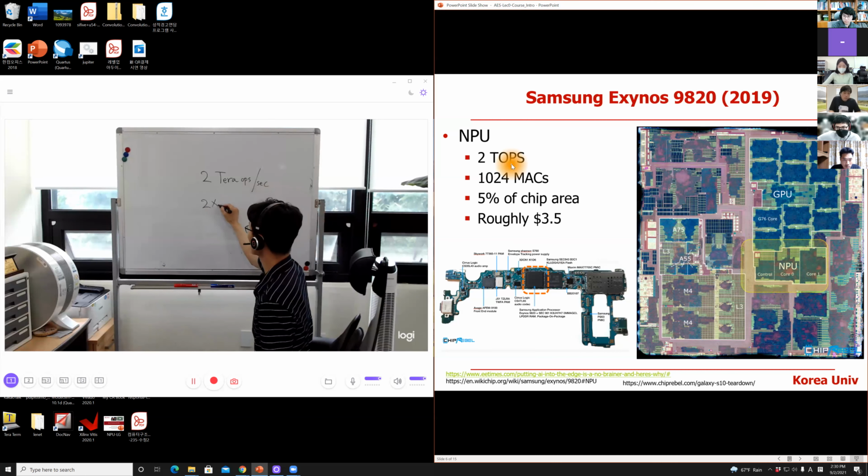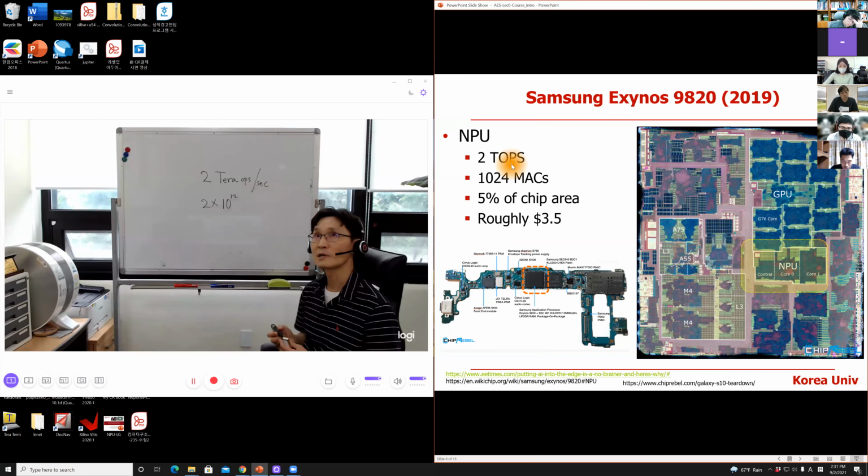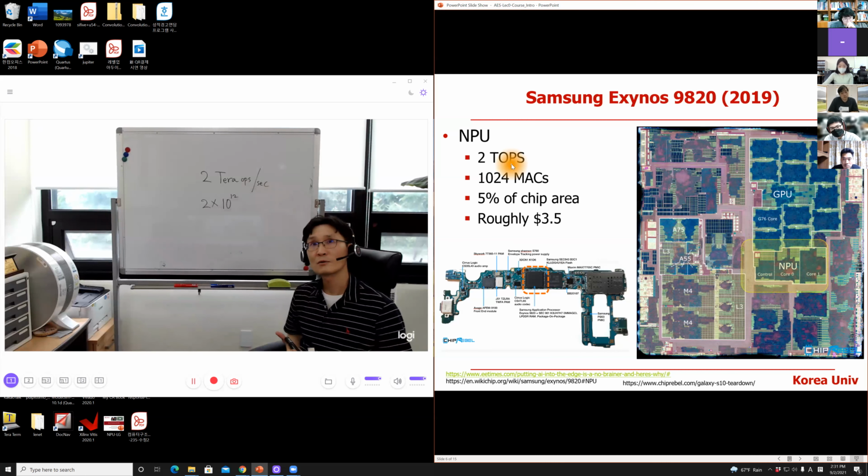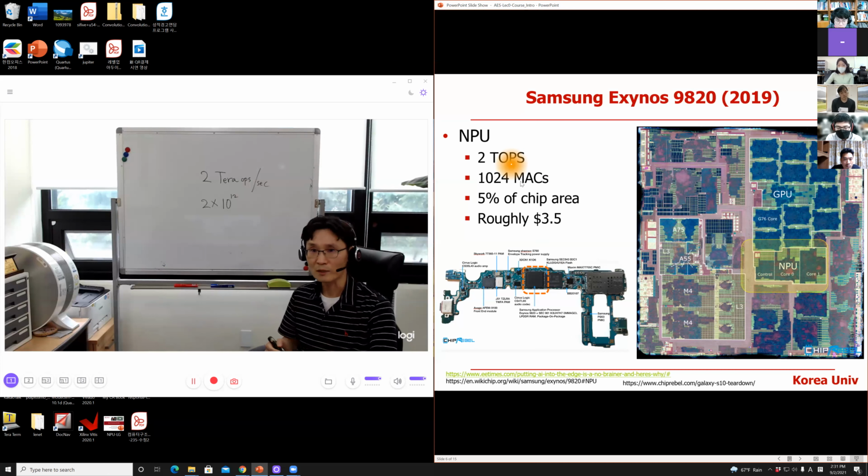What is tera? 10 to the power of 12. So what is that number in Korean? 2조. 2조 operations per second. In 1 second, it is performing 2조 operations. What kind of operation? Multiplication and accumulation.